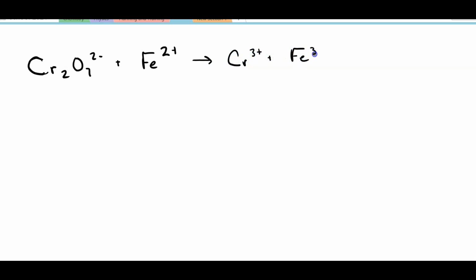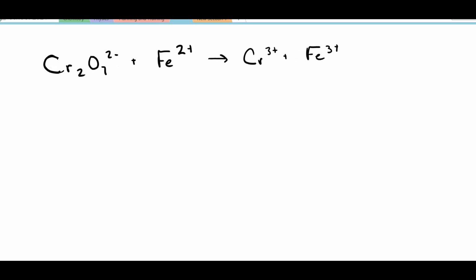Let's do a redox reaction together. We have the chromium ion with a -2 charge, Cr2O7 2-, which reacts with an iron 2 ion, and this becomes the chromium 3 ion and the iron 3 ion. Three of these are very easy. I can see the oxidation state of the iron 2, chromium 3, and iron 3.